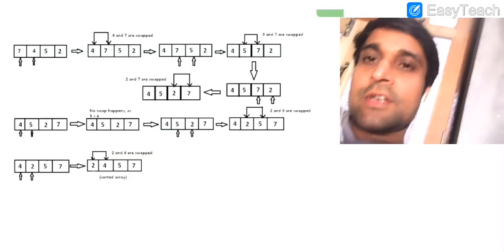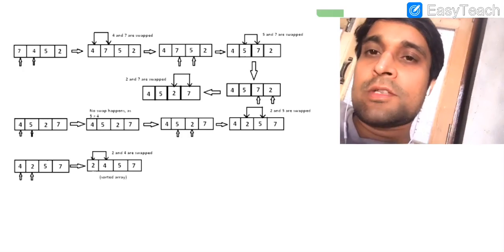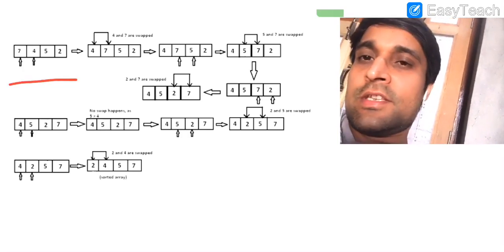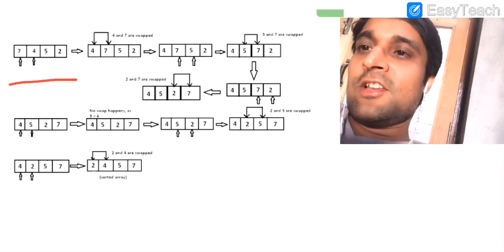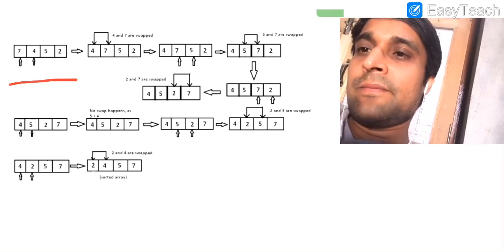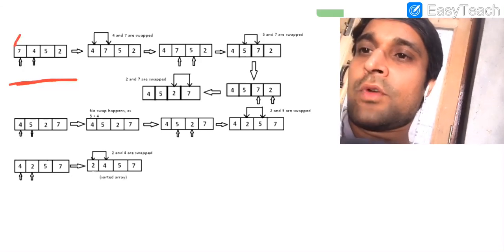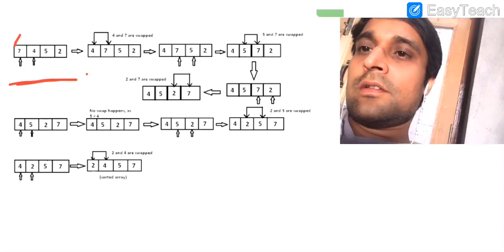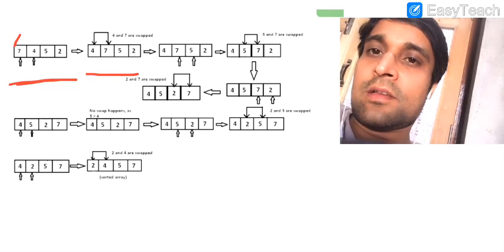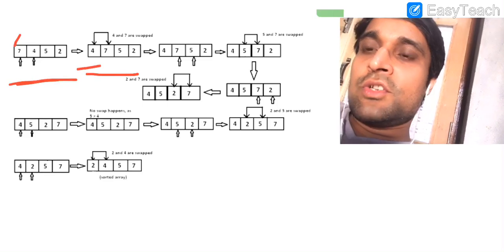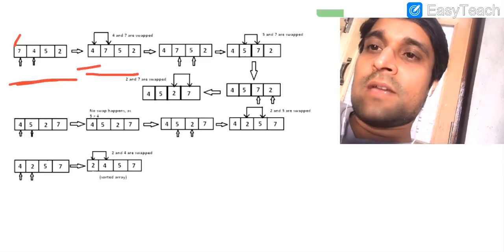So let us understand the concept of bubble sort with this example. We have a list with 4 numeric values, 7, 4, 5 and 2. First, 7 and 4 will be compared. Now 4 is less than 7, so swapping needs to take place. It means the elements are swapped, 4 comes to the first position, 7 comes to the second position.